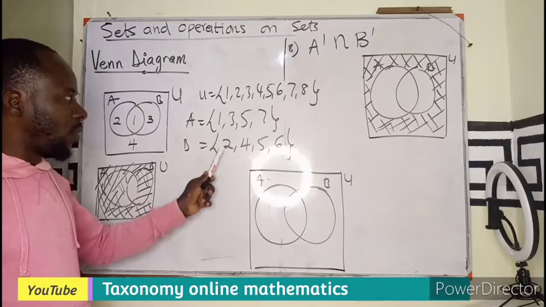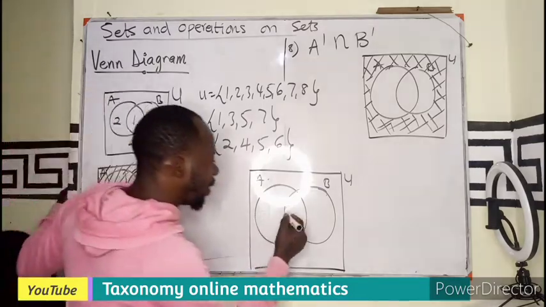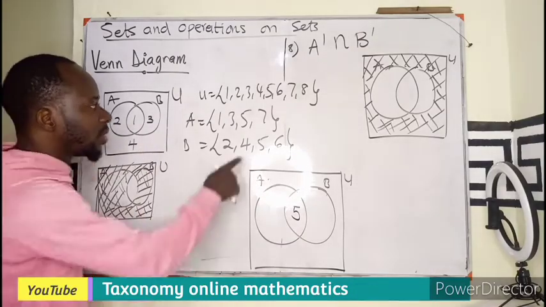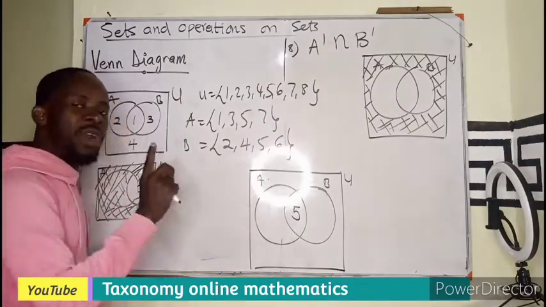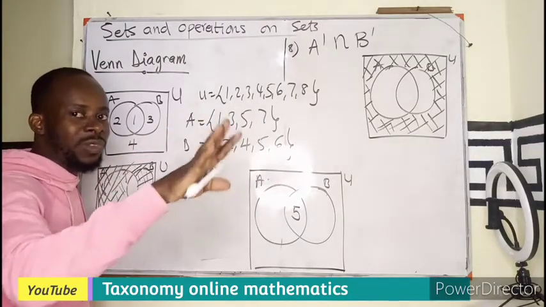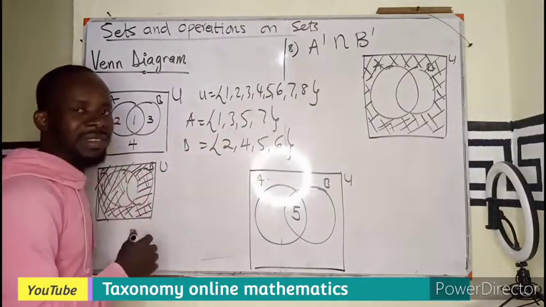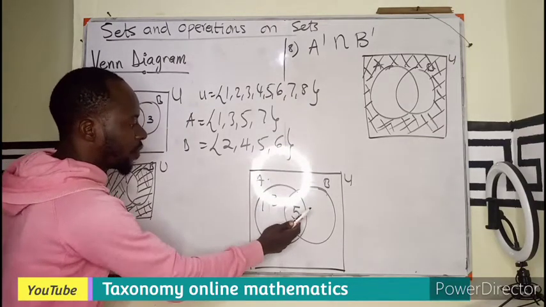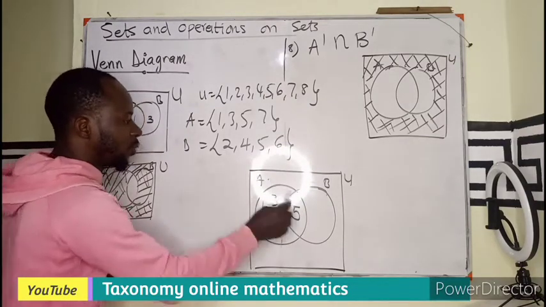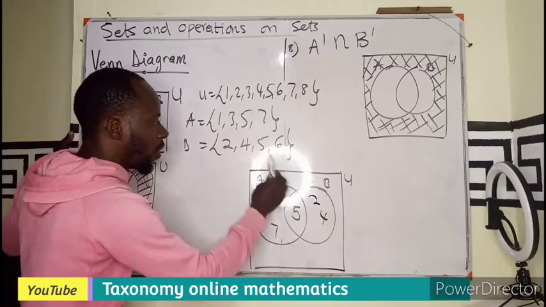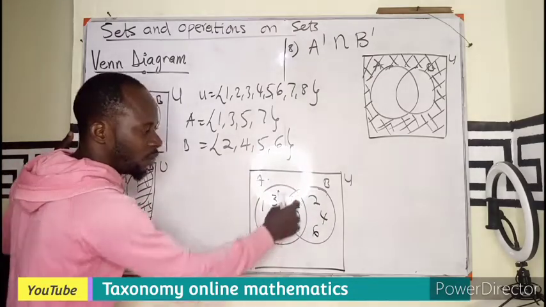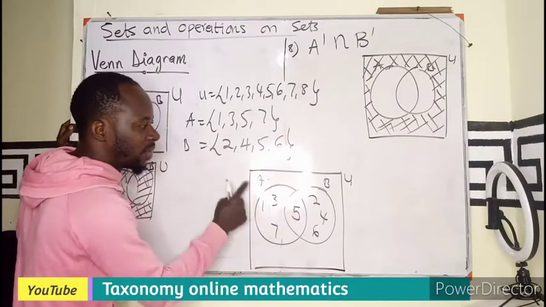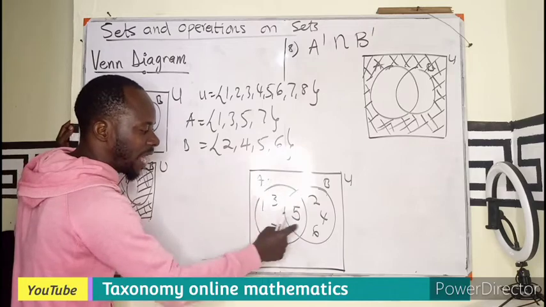Which element belongs to both A and B? 1, no. 3, no. 5, yes. So that will be represented in the region that is the intersection. 7, no. So we have only 5 as the intersection of the 2 sets. Then you can represent the rest. So this is going to be 1, 3, 5, 7. This will be 2, 4, 5, 6. So if you are listing the set of B, 2, 4, 5, 6. If you are listing that of A, 1, 3, 5, 7.